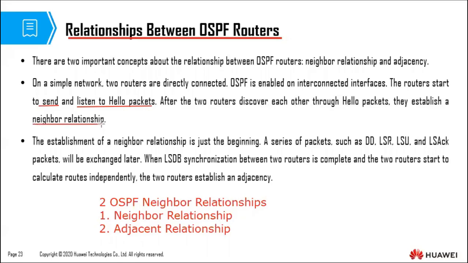A neighbor relationship. The relationship can stop at the neighbor relationship, or it can go up to the adjacent relationship. The establishment of the neighbor relationship is just the beginning. A series of packets such as DDD, LSR, LSU, and LSAck packets will be exchanged later. When you talk about LSDB synchronization, it means that we've shared all our interfaces, and now all our LSDBs are the same.